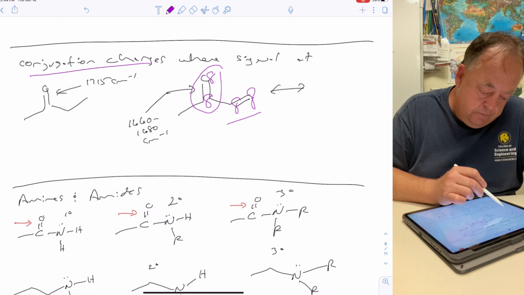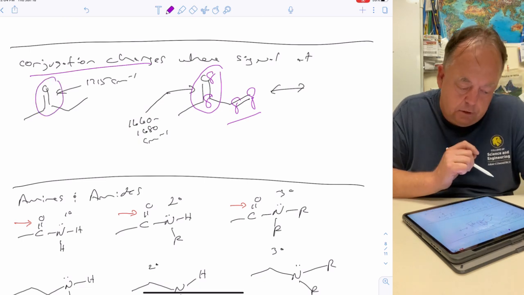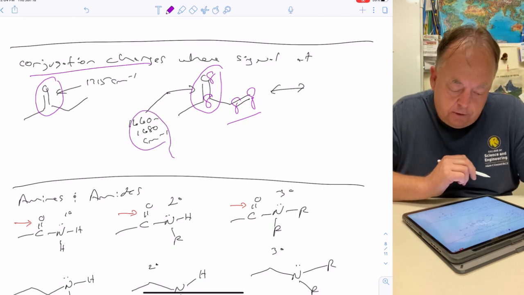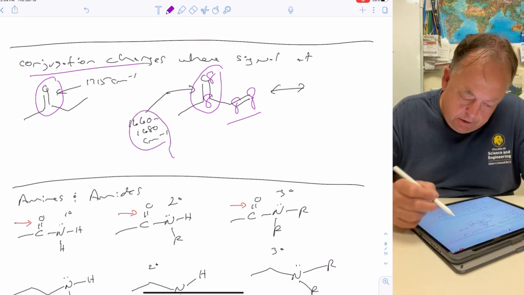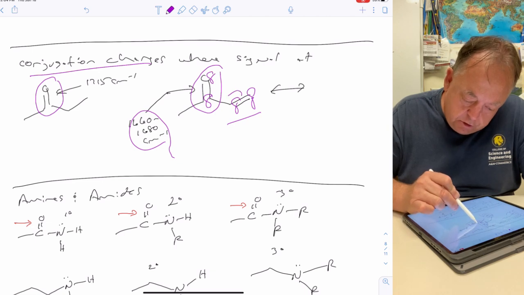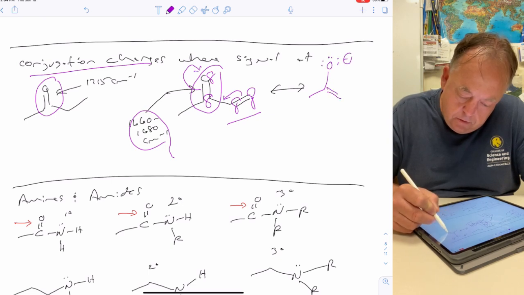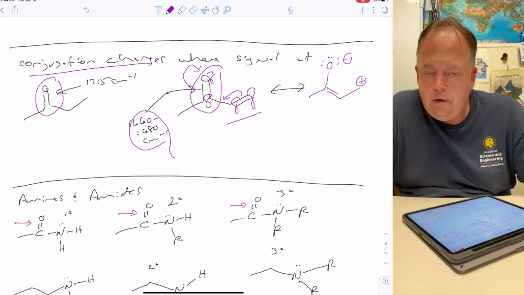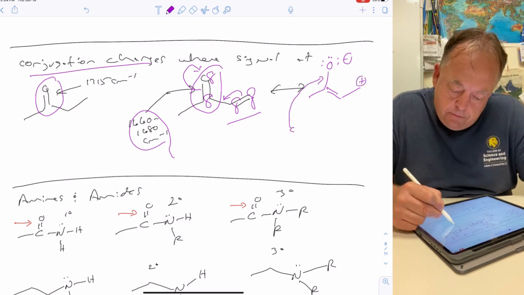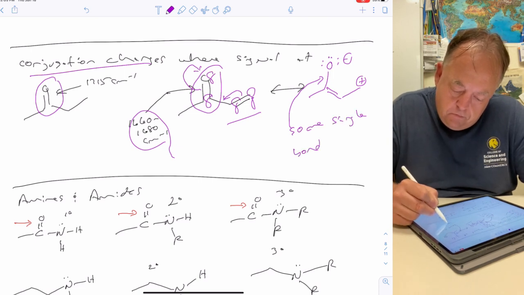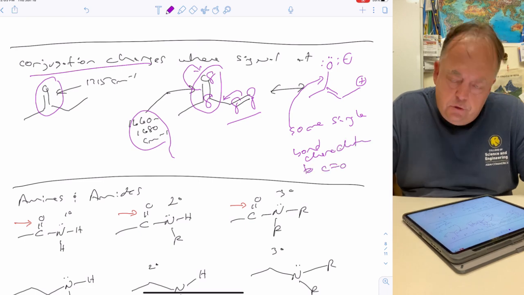That changes things. A normal ketone may have a signal around 1750, for example, but this C double bond O would be around 1660 to 1680. The reason why is because you have resonance structures here. You could draw that resonance structure, so there is some single bond character to the C double bond O.